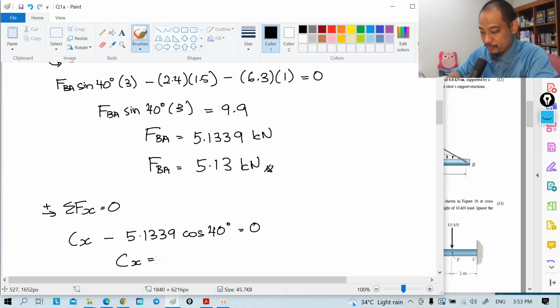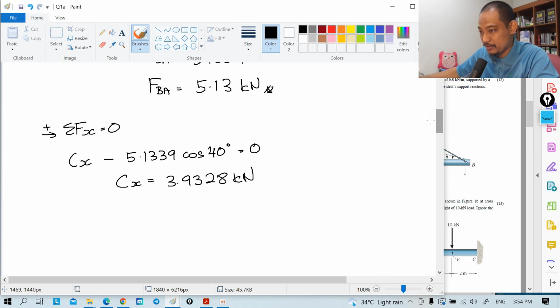So from here we can straightaway calculate. 5.1339 times cos 40 is 3.9328 kilonewton, right? Or as a final answer, Cx equals 3.93 kilonewton.